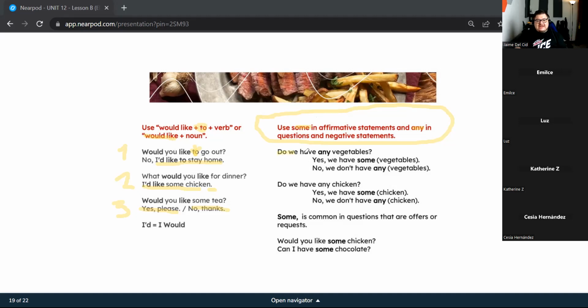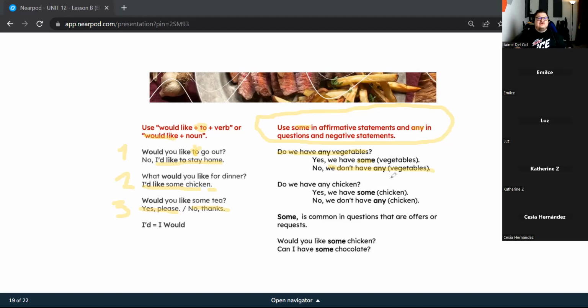Vean que any aquí está en la pregunta. Entonces sí cumple con la regla de arriba. Y en la oración negativa: we don't have any vegetables. También hay any ahí. Y en la oración afirmativa: we have some vegetables. Vean que se cumple la regla ahí.